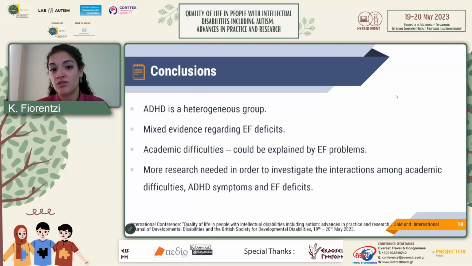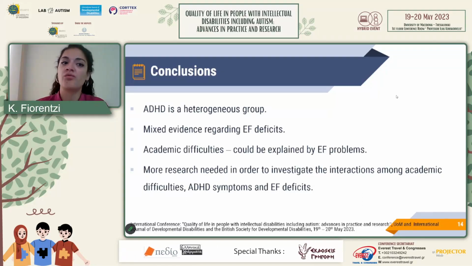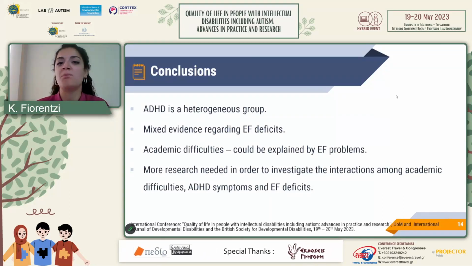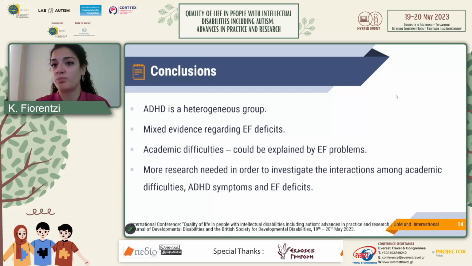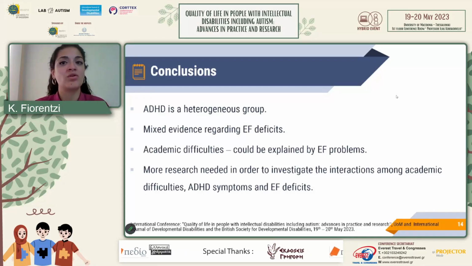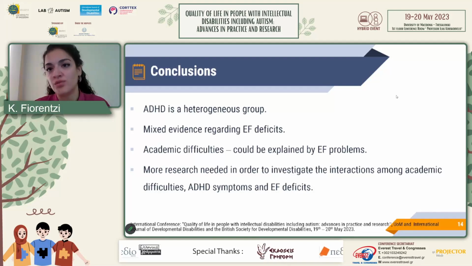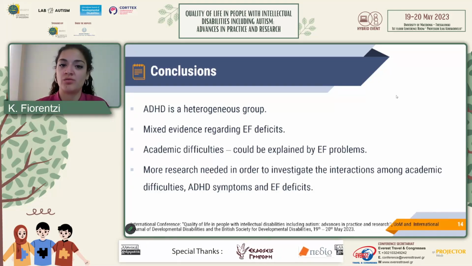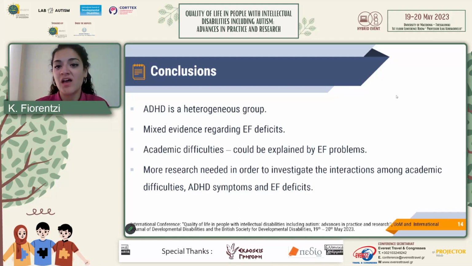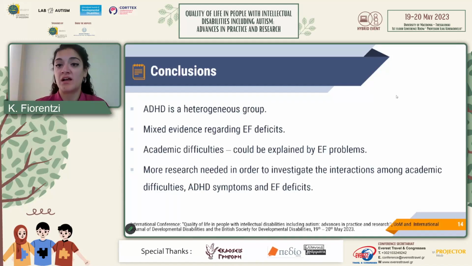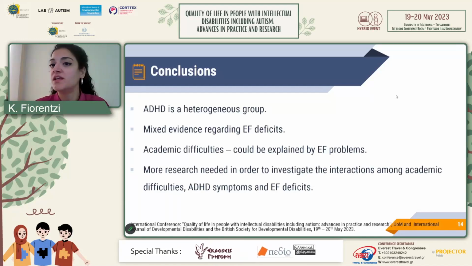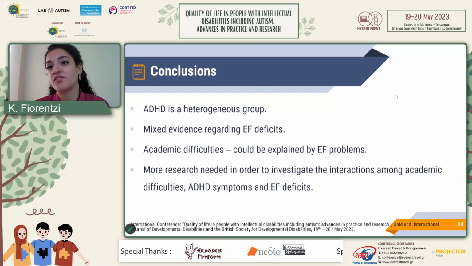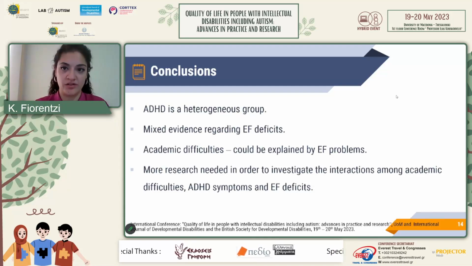As far as academic difficulty is concerned, of course, we can say that this domain may be linked to executive function problems, but this is not the case in all the body of the research. So we need more research in order for us to be able to see the exact interactions that take place among academic difficulties, ADHD symptoms, and executive function deficits.